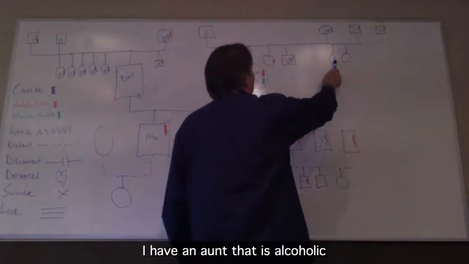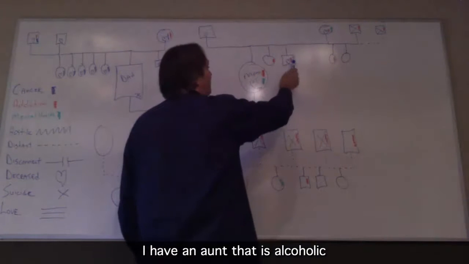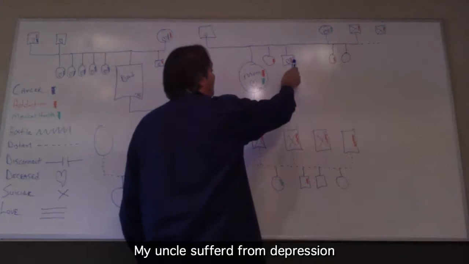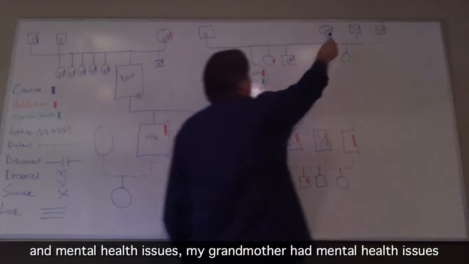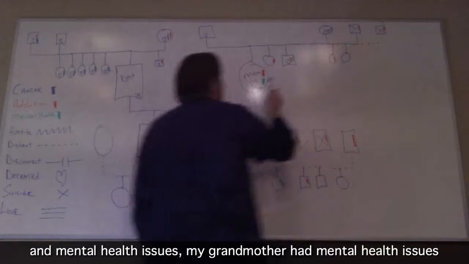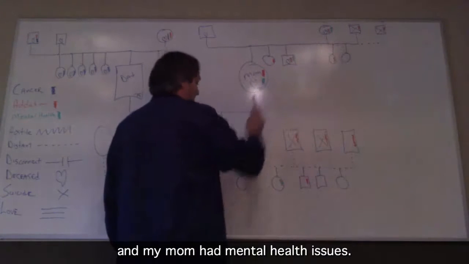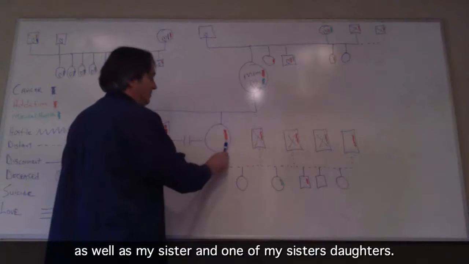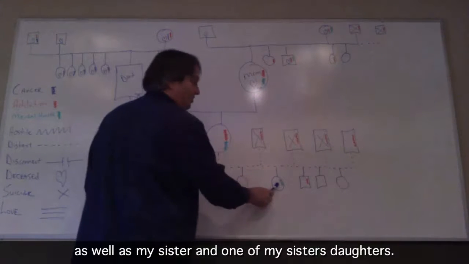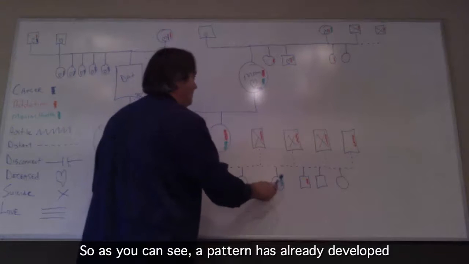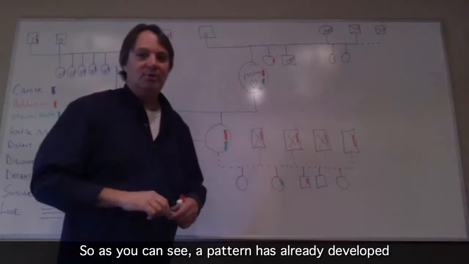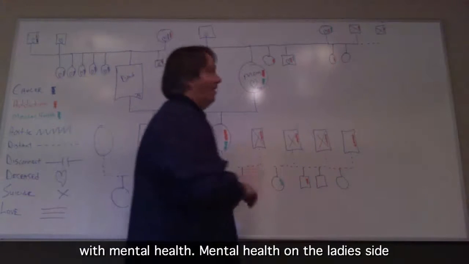I have an aunt that's alcoholic. My uncle also suffered from depression. He had mental health issues. My grandmother had mental health issues, and my mom had mental health issues, as well as my sister and one of my sister's daughters. So as you can see, a pattern has already developed with mental health.